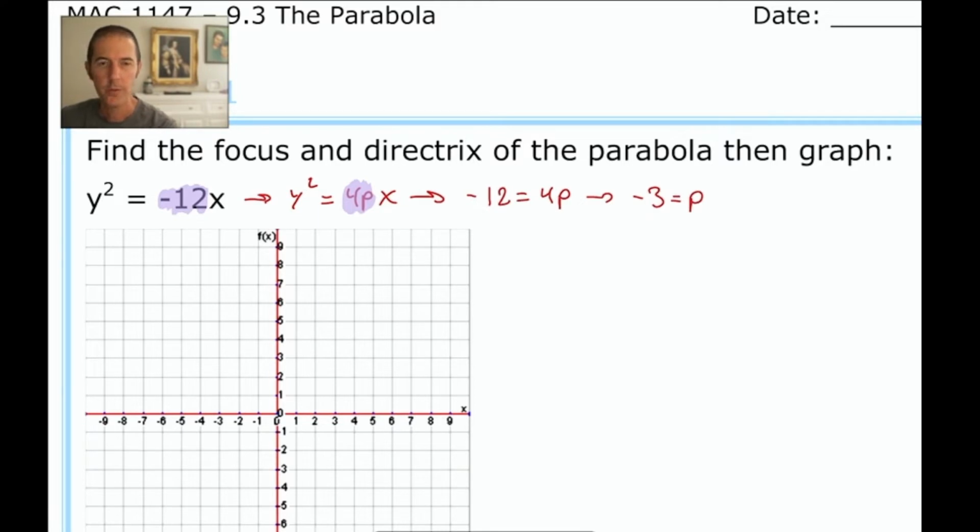So this is a parabola with its vertex at the origin. And we know that it's concave in the horizontal direction. And it's going to be concave in the negative horizontal direction because the 4p value is negative. There we go.